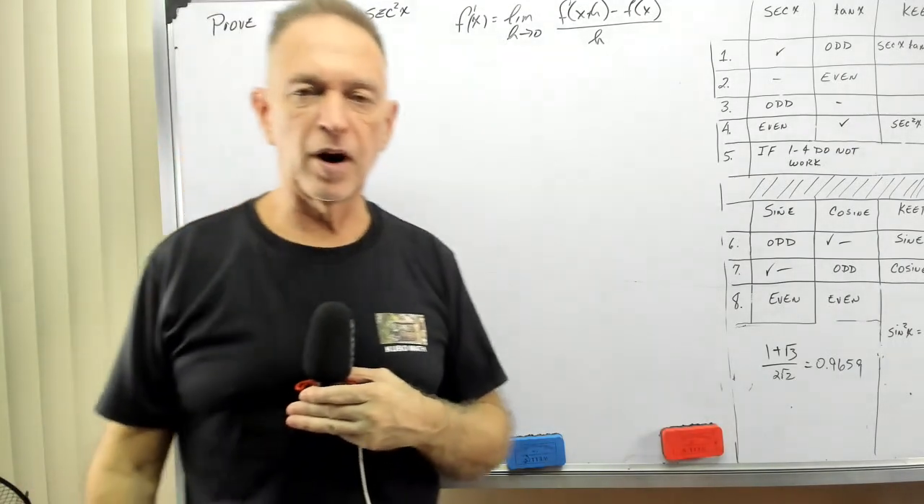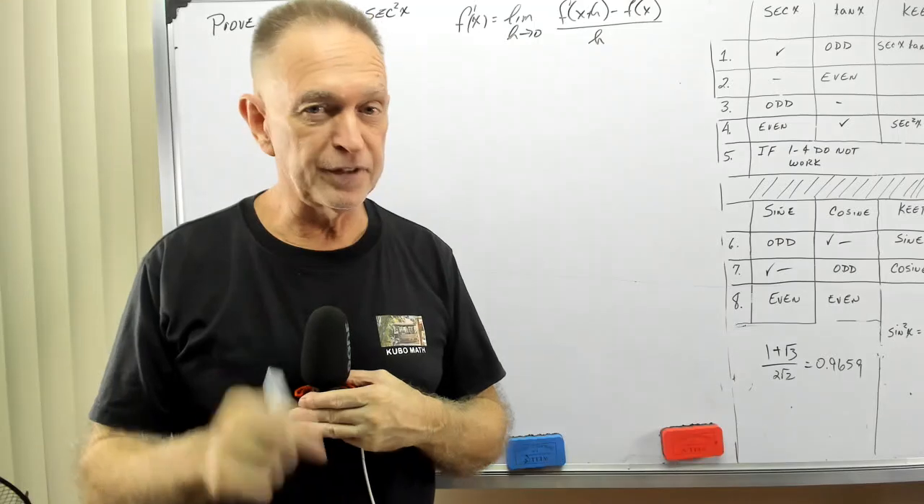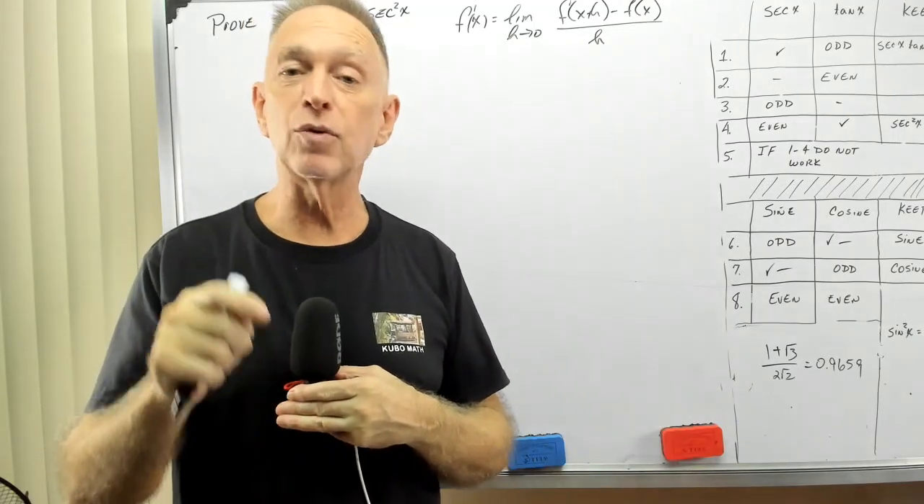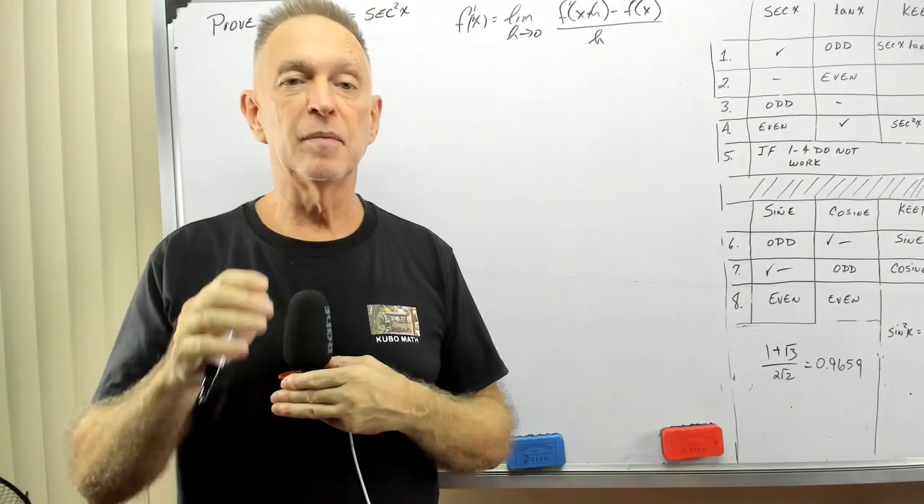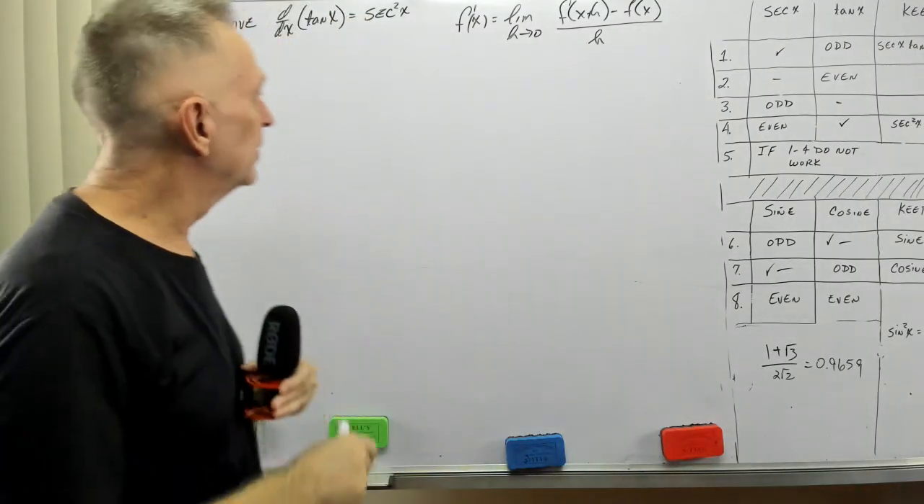Hey guys, Dr. Brown here, and tonight we're going to look at the derivative of tangent x and prove that it does in fact equal secant squared x by using the limit formula. So let's get after it.